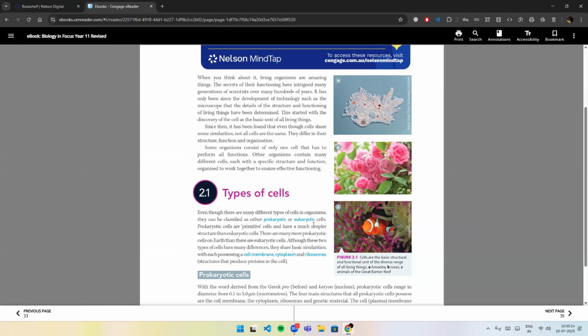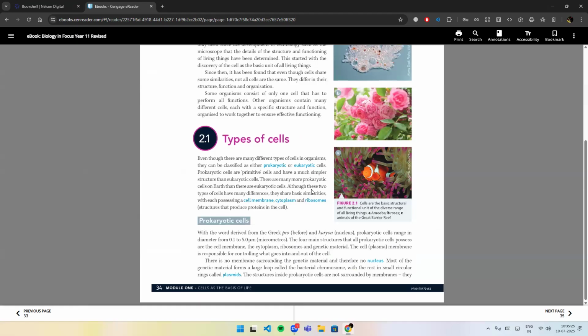Some organisms consist of only one cell that has to perform all functions. Other organisms contain many different cells, each with a specific structure and function, organized to work together to ensure effective functioning. Types of cells. Even though there are many different types of cells in organisms, they can be classified as either prokaryotic or eukaryotic cells.